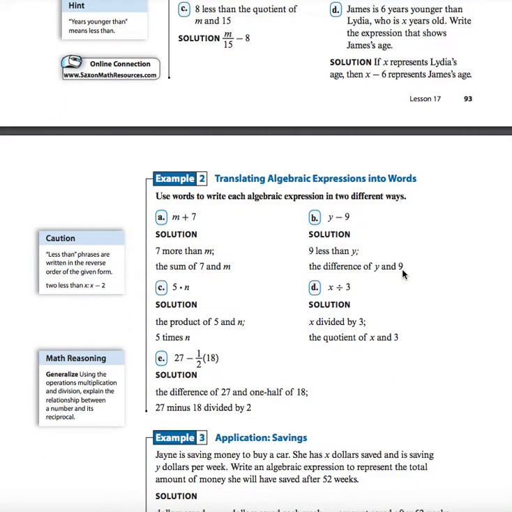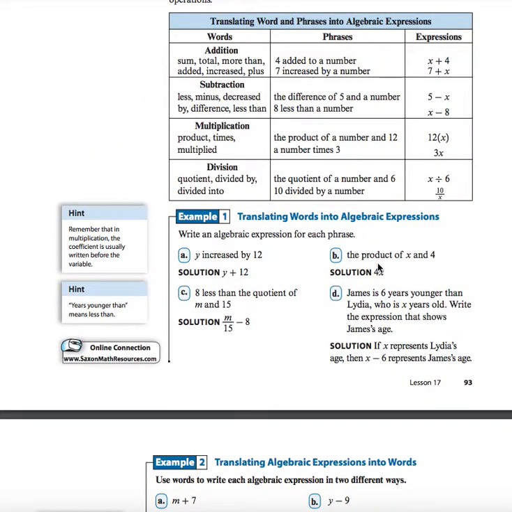In example 2, you're going in the opposite order, translating algebraic expressions into words. So here's where a lot of our answers can vary because you might use a different type of way in which to write addition. Notice there's 1, 2, 3, 4, 5, 6 different ways to write plus or added or addition.